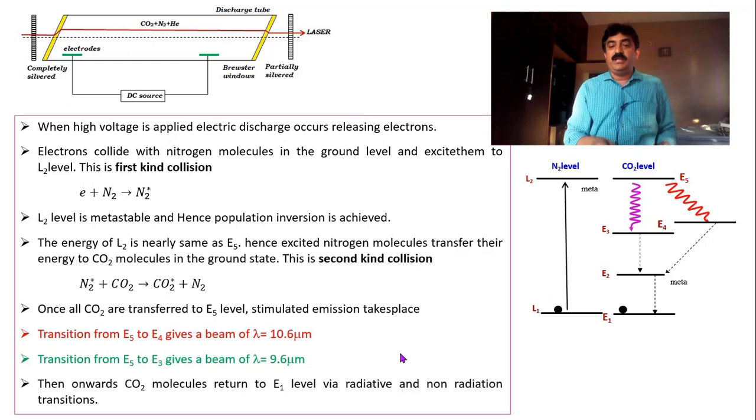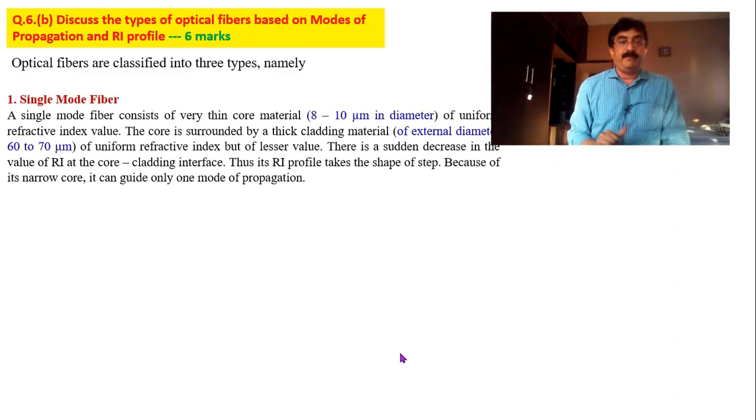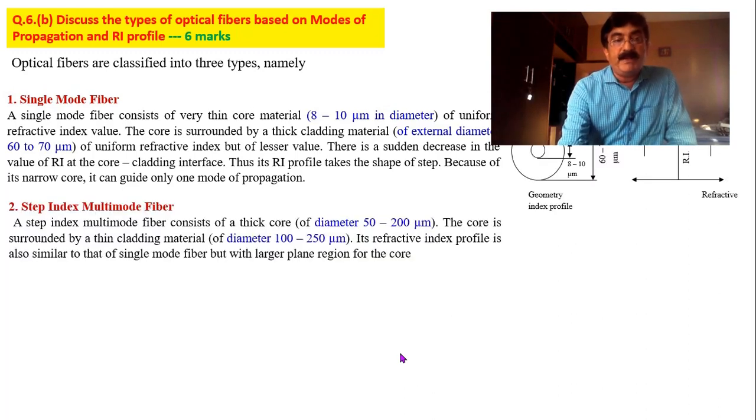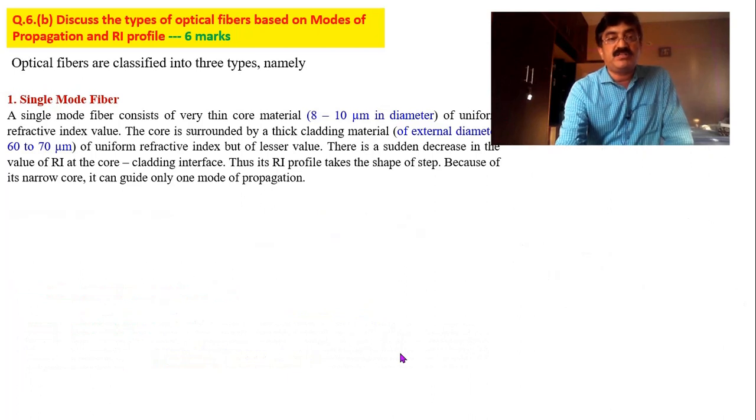So this is about the construction and working of carbon dioxide laser. Now coming to the next question, discuss the types of optical fibers based on the modes of propagation and refractive index profile. Actually, there are 3 types of optical fibers, namely single mode, step index multi-mode, and graded index multi-mode. First I will take up single mode.